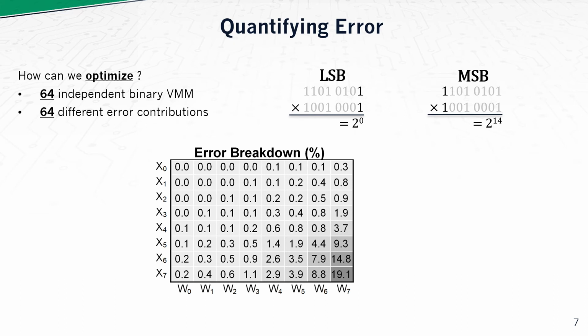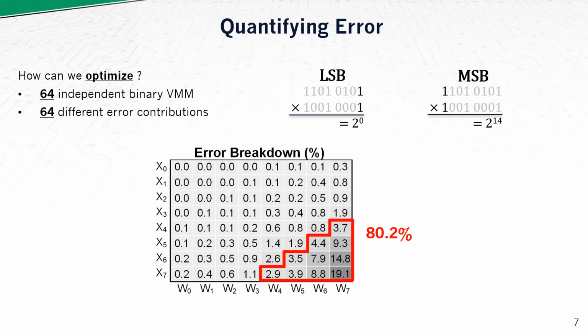So, to quantify this idea, we extract the error contributed by each binary VMM for our CIFAR-10 simulation in the previous slide, and then plot the percentage-wise breakdown in the table shown here. We find that over 80% of the error comes from only 10 of the 64 binary VMMs. And so the idea is, for binary VMMs with high error, we should read slowly, and for binary VMMs with low error, we should read fast.